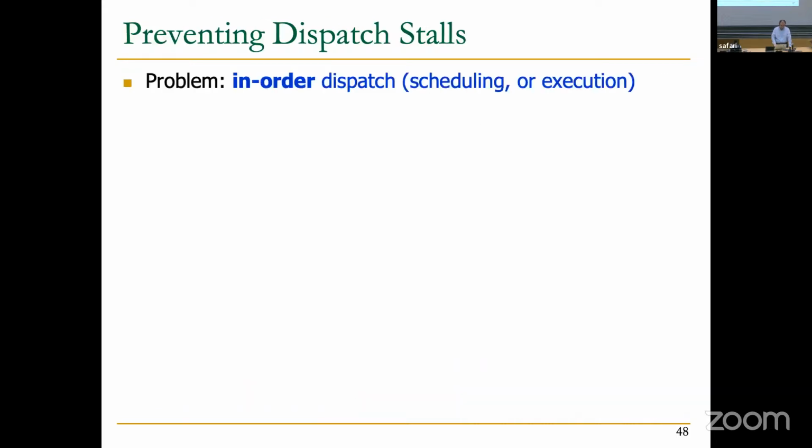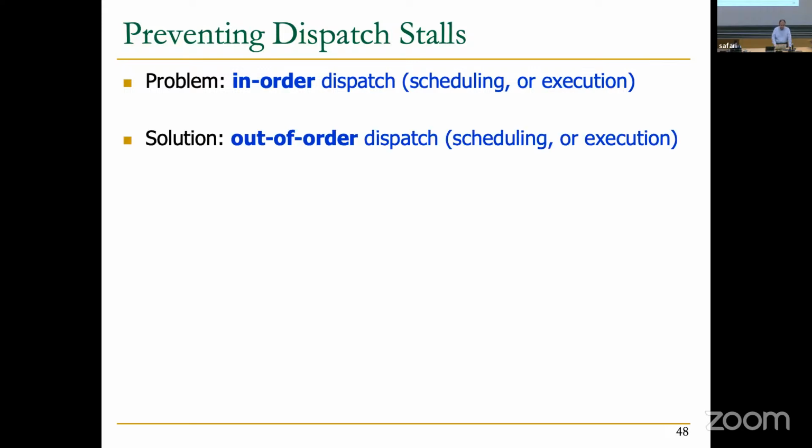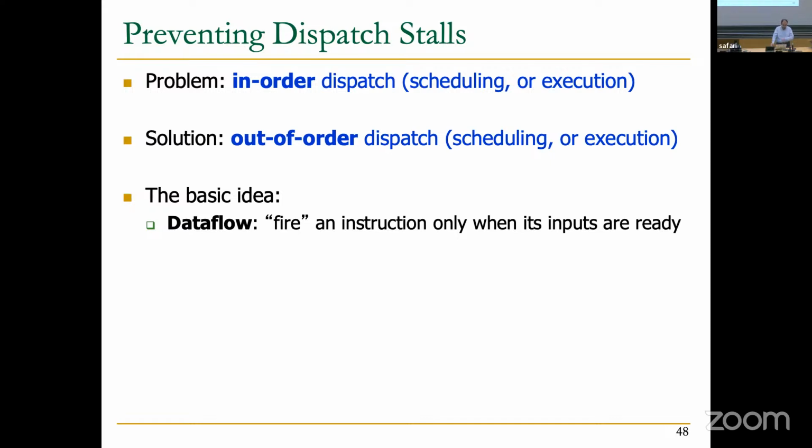So we want to get rid of this problem of in-order dispatch and scheduling or execution, and the solution is out-of-order dispatch. The basic idea is very similar to a data flow machine. Data flow is another paradigm of execution where you don't really care about the order of instructions. The only thing that is important is whether the operands are ready for that instruction or not. In data flow, the terminology is fire. We fire an instruction only when its inputs are ready. That's the only criterion you have. You don't care about the order of instructions that the program defines.